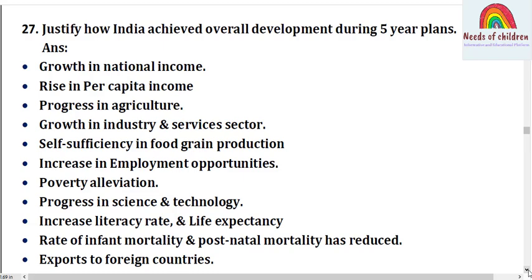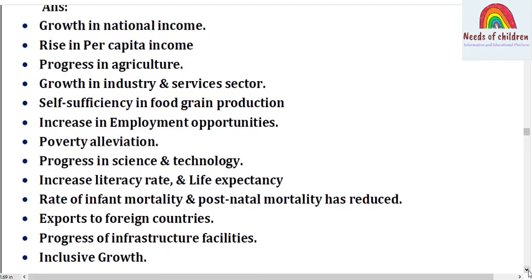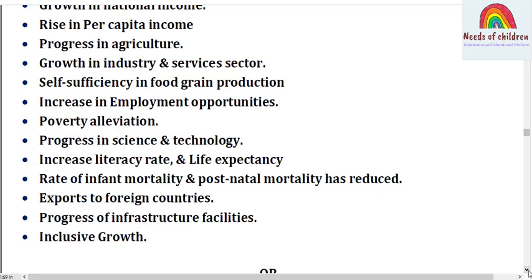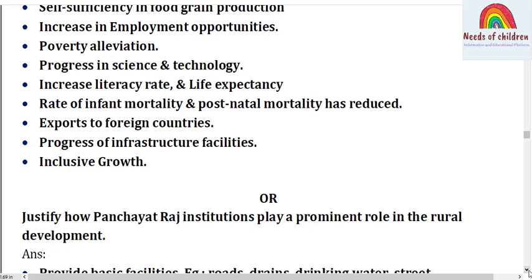Answer for this: growth in national income, rise in per capita income, progress in agriculture, growth in industry and service sector, self-sufficiency in food grain production, increase in employment opportunities, poverty alleviation, progress in science and technology, increase in literacy rate and life expectancy, rate of infant mortality and postnatal mortality has reduced, exports to foreign countries, progress of infrastructure facilities, inclusive growth. This also has a choice question.